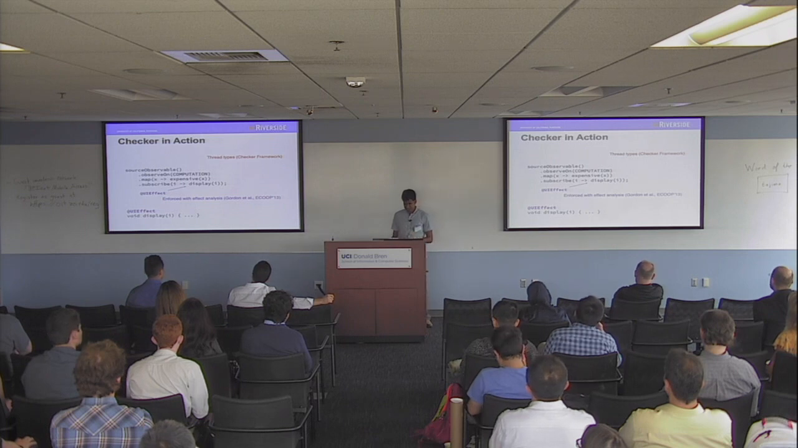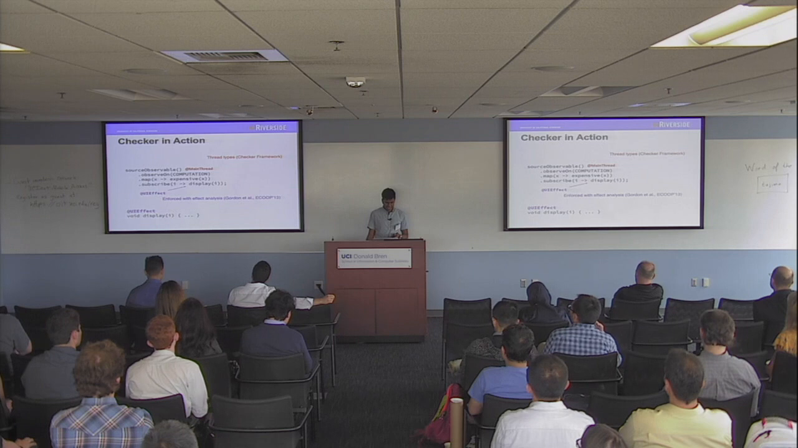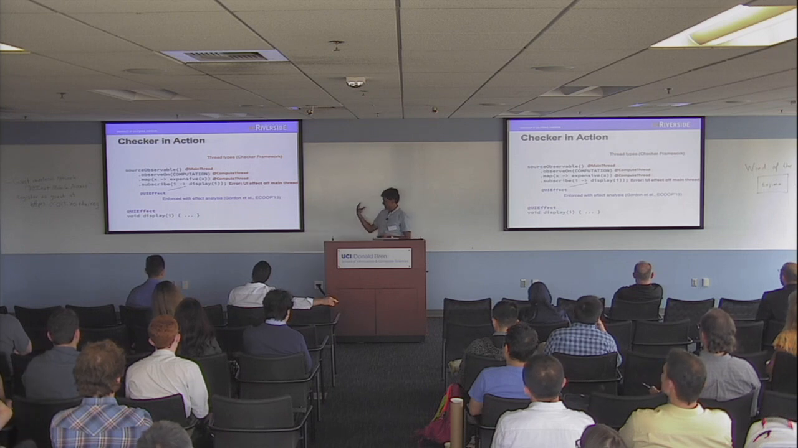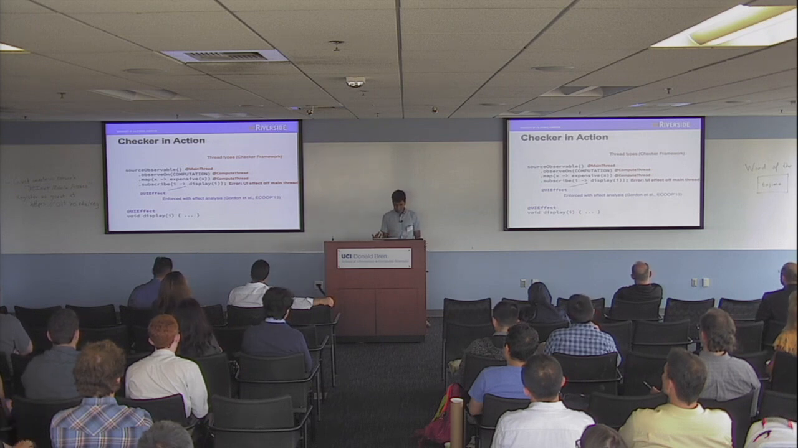So now we have to bring in our thread types. Let's say that this started on the main thread. After you do this observe on, we're going to be on a compute thread. And this map operation doesn't affect the thread, so we're still on a compute thread. So now we've got an error. We know that we have a stream that's on a compute thread, and we have this callback, which is touching the UI. So we can statically report that you've got a UI off the main thread bug.